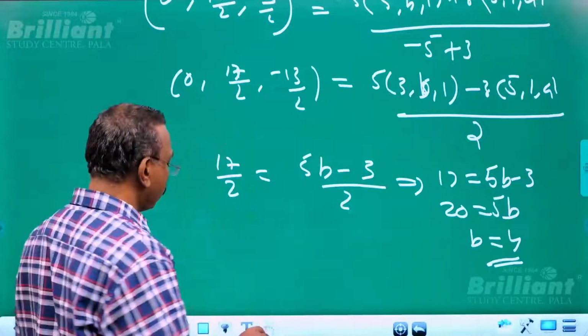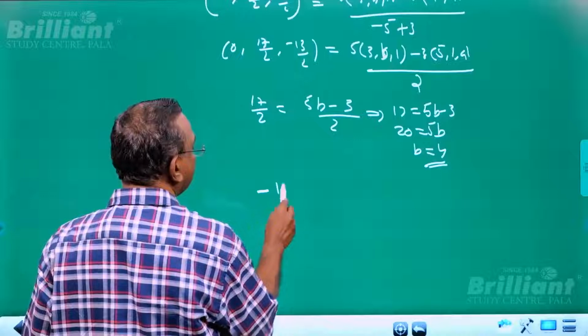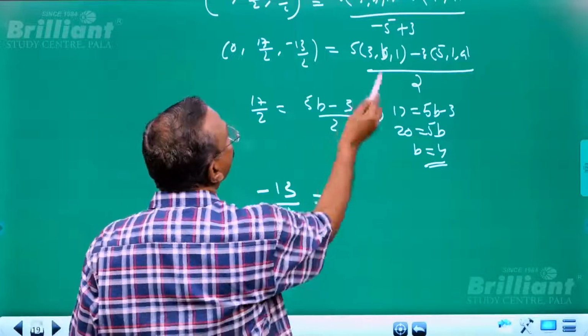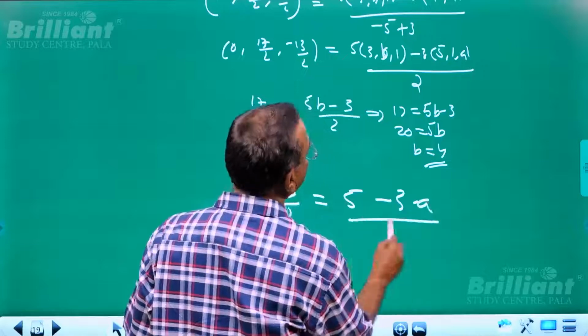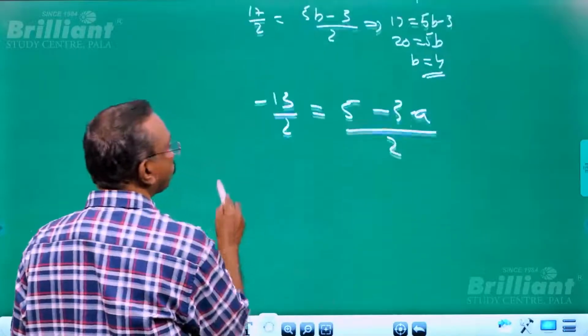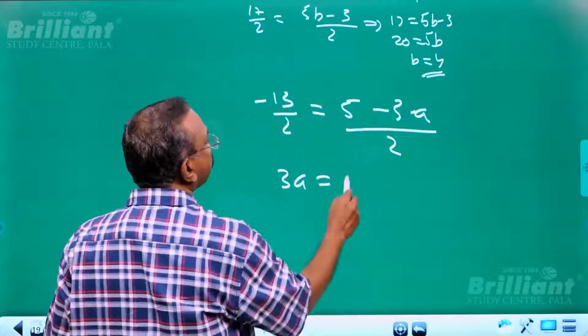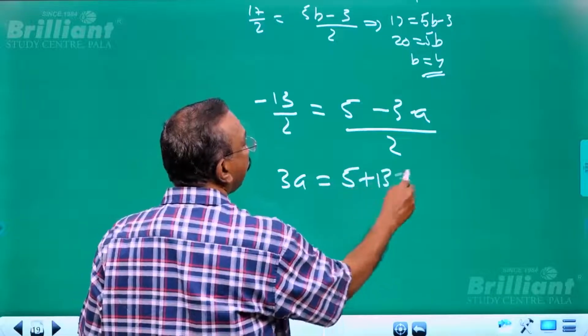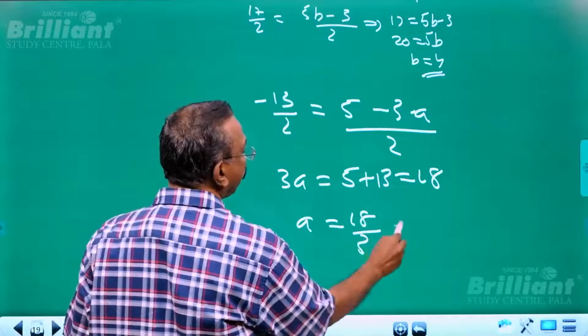At the same time, minus 13 by 2 is equal to (5 into 1, 5, minus 3 into A) divided by 2. So again we can cancel 2 first. And you get 3A on the left side and 13 on the right side, becoming 5 plus 13 is 18. Therefore, A is equal to 18 by 3 is equal to 6.